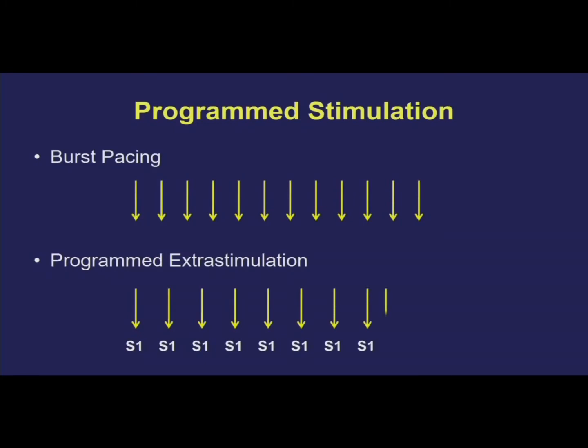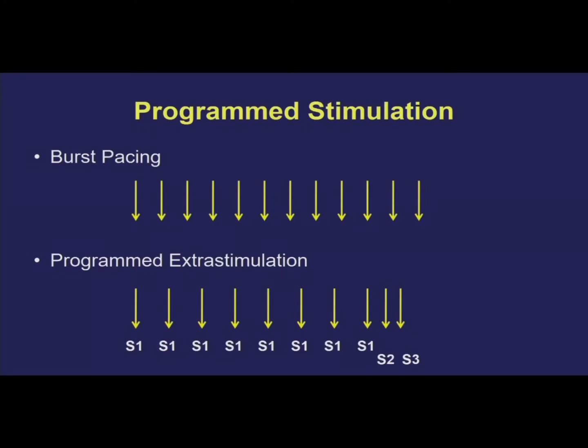There are your 8 beats, and you can put in 1 or 2 or 3 premature beats of shorter coupling intervals. The terminology here is the 8 beats of what's called the drive train are all known as S1, that's first cycle length. S1, S1, S1, S1. If it's in the atrium that you're pacing, people may call it A1, A1, A1. If it's in the ventricle, V1, V1, V1.